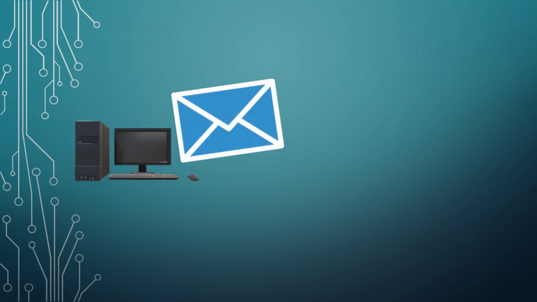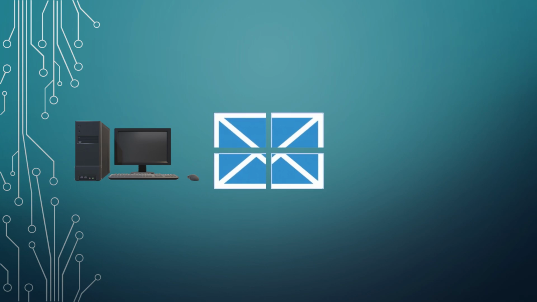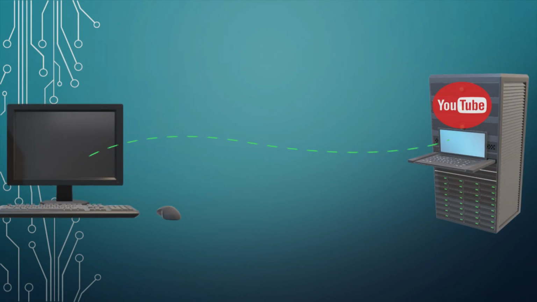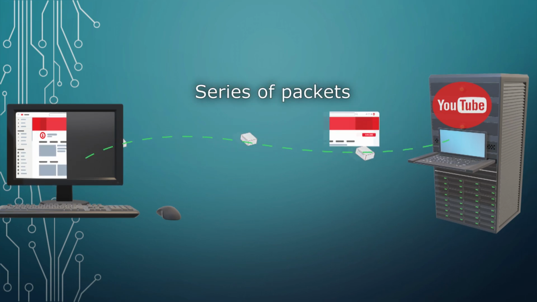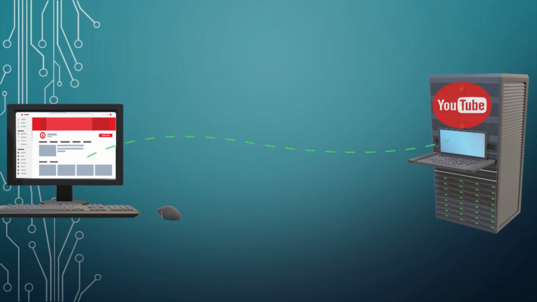When you send an email, the network will break that email down into different parts. These parts are called packets, and pretty much everything you do on the internet involves packets in one way or another. When you opened YouTube to watch this video, the YouTube page was received as a series of packets sent to your computer by YouTube server.